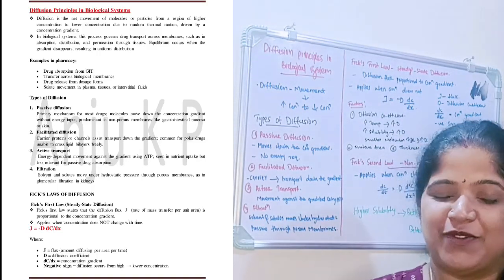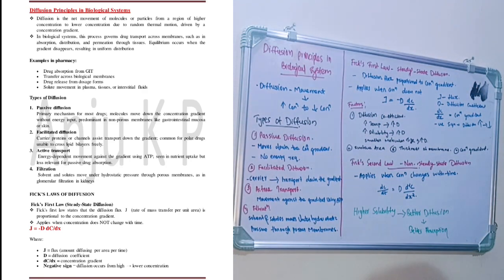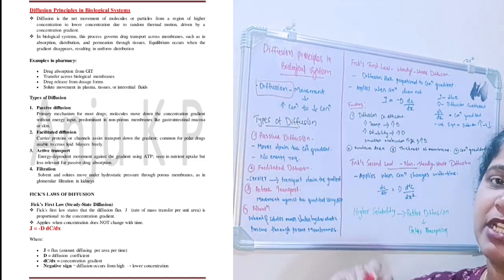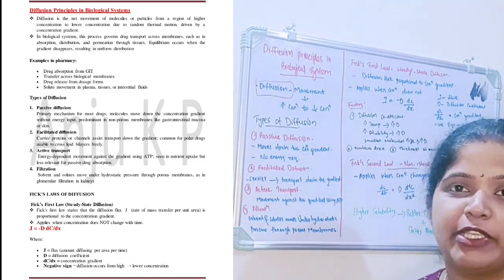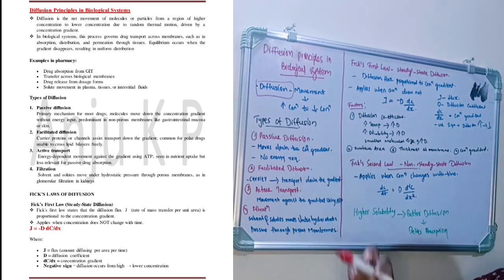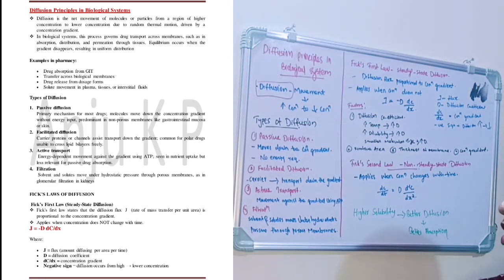In today's video, we are going to see about the diffusion principle in biological systems. So here we have to see what diffusion is. Diffusion is nothing but the movement of molecules or particles from a higher concentration to a lower concentration. That we will call diffusion.